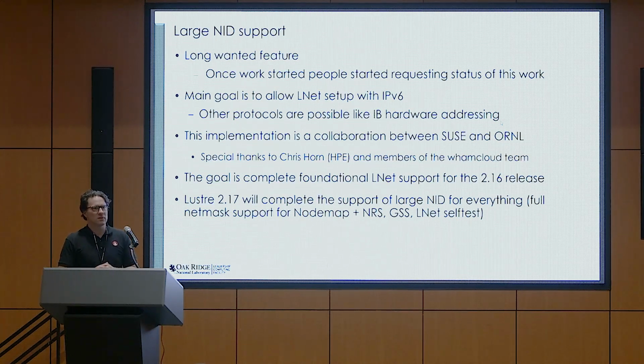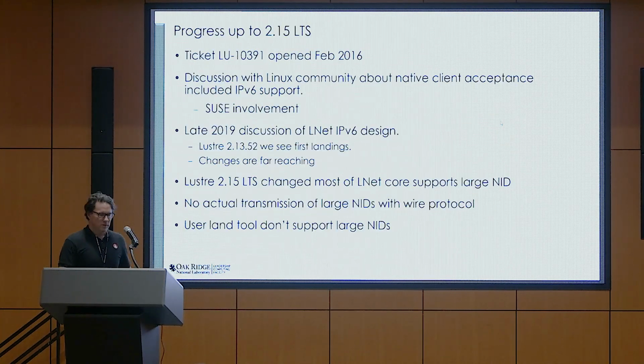There are a couple of things that are still not complete. They're the things that are not critical for LNet, such things as the GSS stuff, and the complete nodemap. Nodemap does support some of it, but it's not complete with what it could do, or some of the NRS stuff. We need to be able to have better support for large NIDs. So we have a ticket that was opened in 2016 for this. That gives you an idea of when it was officially requested in our JIRA. And as I was saying earlier, it was about the native client support.